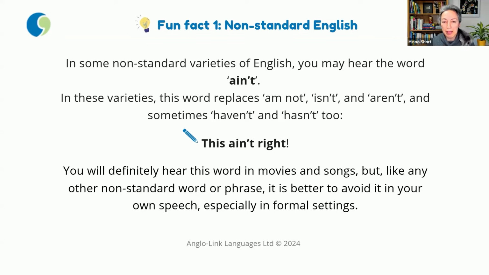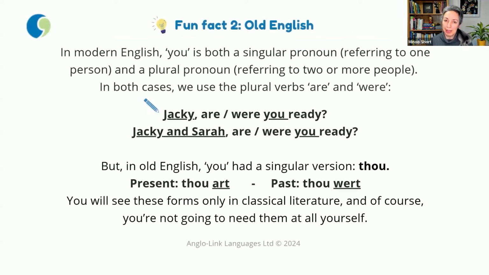And the final fun fact I'd like to share here is about Old English. As you have noticed, and as you know, in modern English, you is both a singular pronoun referring to one person and a plural pronoun referring to 2 or more people. And as you have seen, in both cases, we use the plural verbs are and were. So we can be addressing only one person, like Jackie, and we say, Jackie, are or were you ready? Or we can be addressing 2, 3, 10 people. In this case, Jackie and Sarah. Are, again, same thing. Are you ready or were you ready? So we don't differentiate between singular you and plural you in modern English.